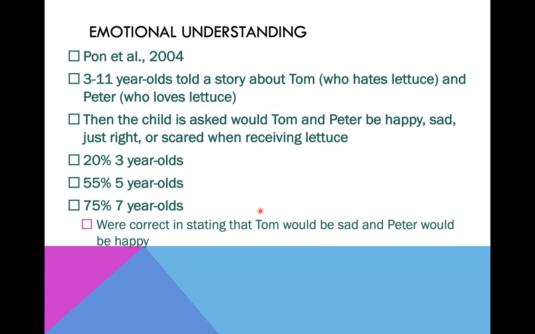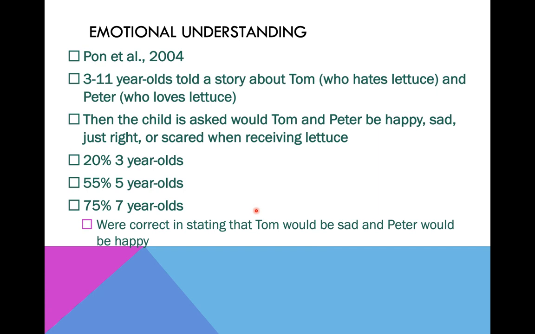So one study that tested emotional understanding, by Pons and colleagues, tested 3 to 11-year-olds, where they were told a story about Tom. And Tom hates lettuce. And then Peter, who loves lettuce. And then the child is asked, would Tom and Peter be happy, sad, just right, or scared if they got lettuce? So Tom should be sad because he hates lettuce, and Peter, who loves lettuce, should be happy.